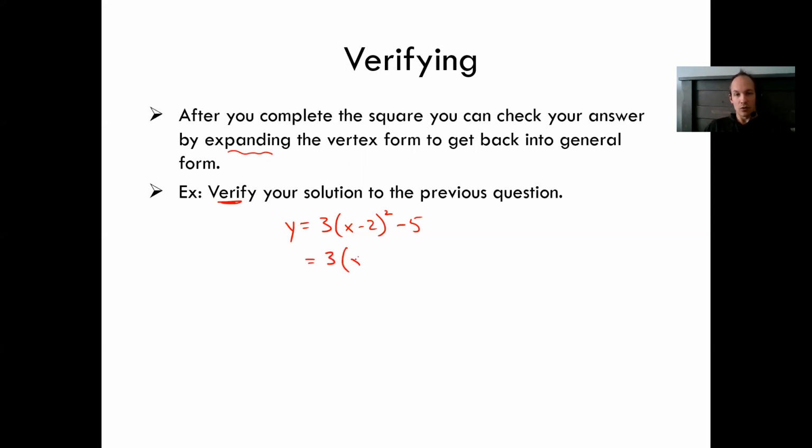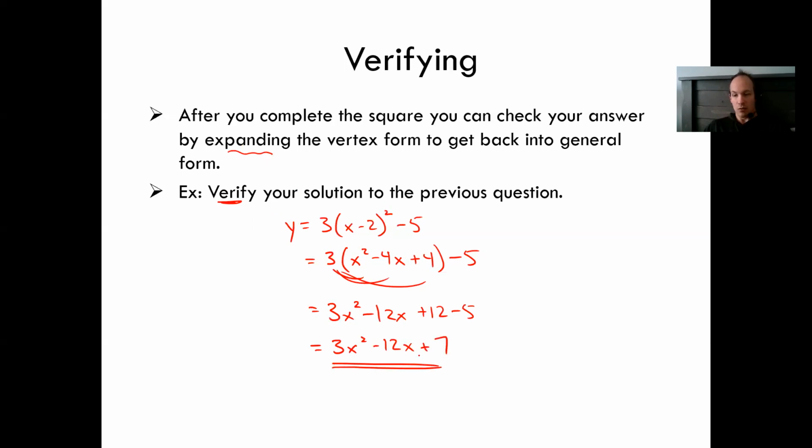You have to do the foiling first. So as we know, if you foil this, I'm going to multiply the 3 into everything here. I'm going to get 3x squared minus 12x plus 12 minus 5. And if I put this all together, I'm going to have 3x squared minus 12x plus 7.